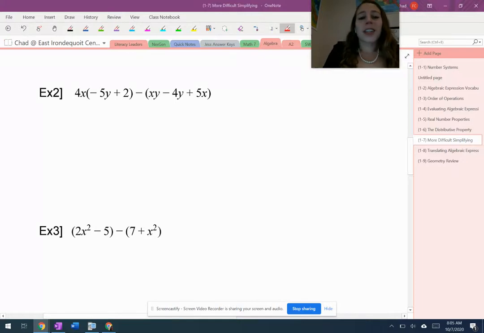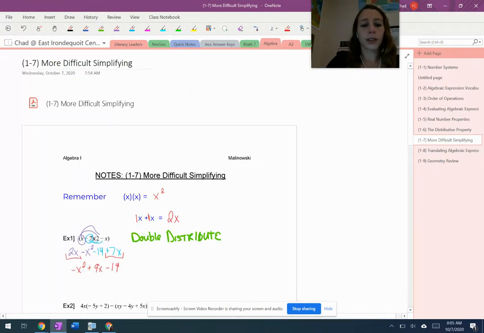Algebra 1-7, example number 2 coming up. So now notice there are two sets of parentheses in this second example here, but it is not the same kind of situation as in that first example.